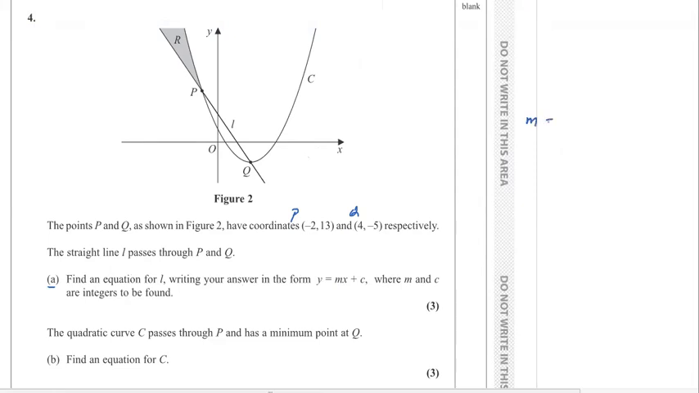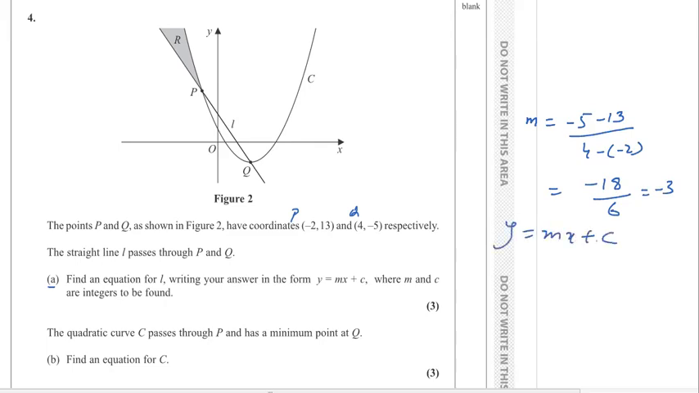If I take this as (x1, y1) and this one as (x2, y2), the gradient will be (y2 - y1) over (x2 - x1). So I can write (-5 - 13) over (4 - (-2)). That is -18 over 6, which is -3. So in the equation y = mx + c, replacing the value of m, y will be equal to -3x + c.